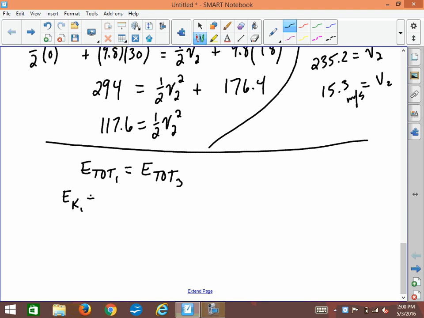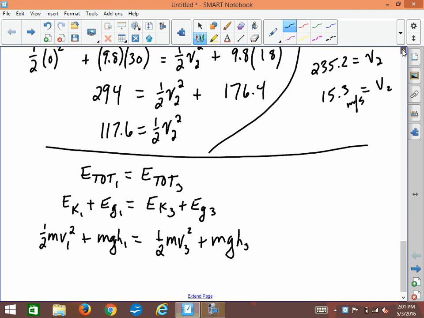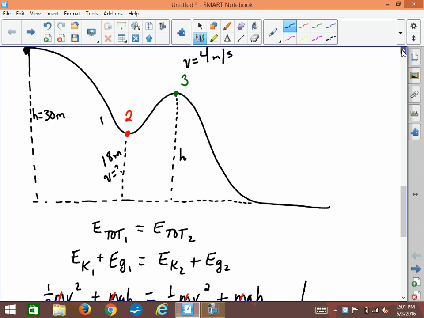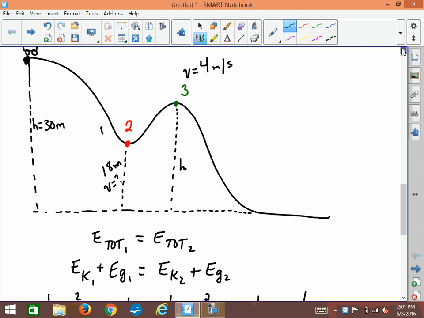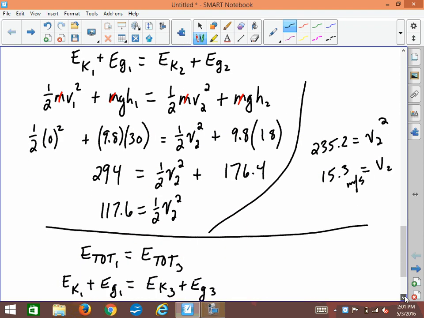So the kinetic energy at position 1 plus the gravitational energy at position 1 equals the kinetic energy at position 3 now, and the gravitational energy at position 3. And this would be 1/2 mv1 squared plus mgh1, and this would be 1/2 mv3 squared plus mg height at 3. And we put in the numbers that we have. And if we go back to check, they gave us the speed, 4 meters per second, and they want us to find the height now. So we put in all the numbers that we know.